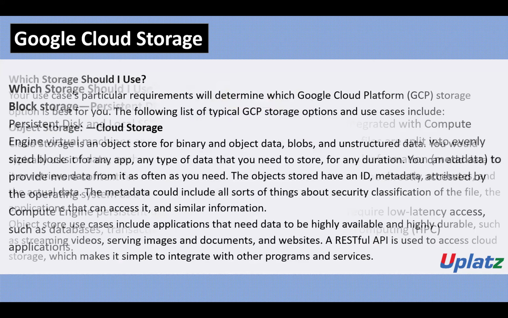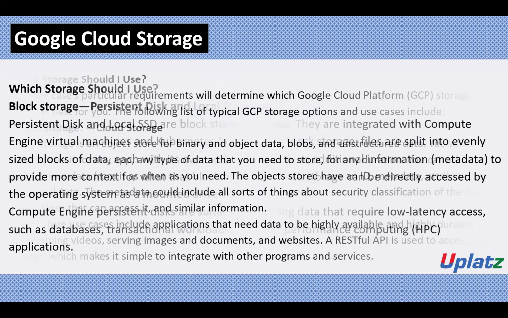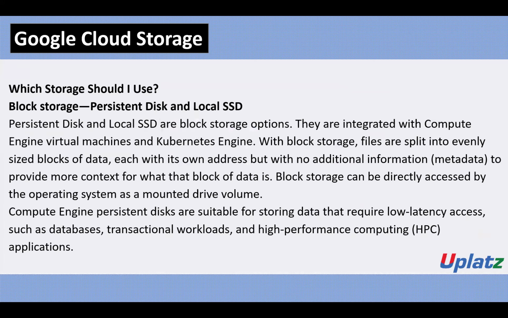Got it? Next, please, block storage. What is this? Under block storage, there are persistent disk and local SSD. Persistent disk and local SSDs are block storage options. So for object storage there is Cloud Storage. For block storage, you can see in the image persistent disk and local SSDs. These are the storage options.